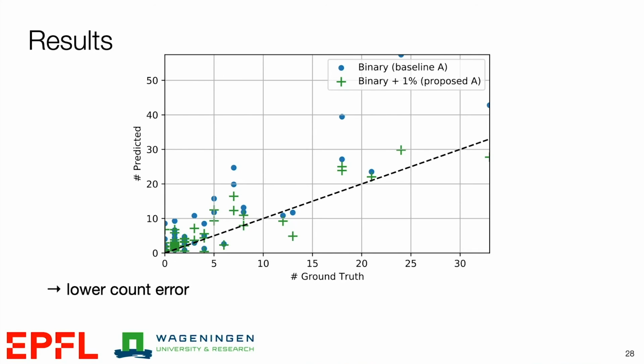These models also make a little bit fewer errors. So in terms of absolute numbers, you can see in blue the binary only model, and in green, when we add a bit of spatial ground truth, you can see the number of predicted animals for each image stays a lot closer to the optimal line, which is the black dashed one, than in the binary case. So we have a lower count error overall. Right, so it works pretty well.